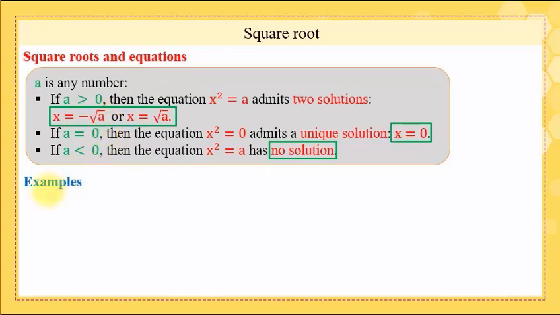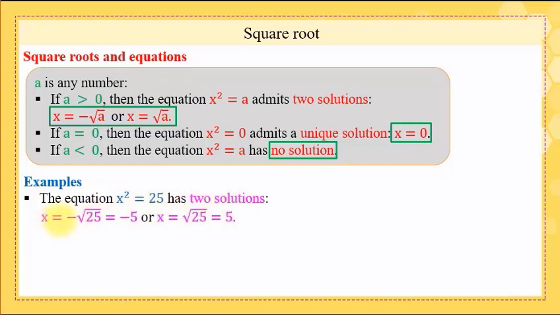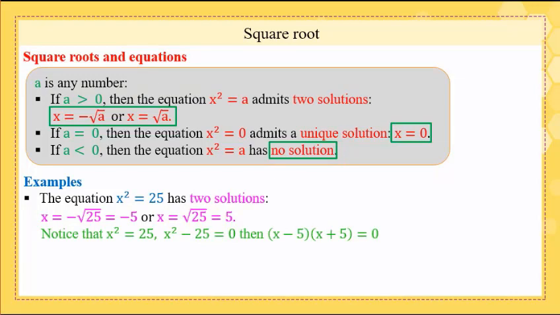Let us take some examples. The equation x power 2 equals 25 has two solutions. The first one is minus radical 25, which is minus 5, or the second one, x equals radical 25, or 5.